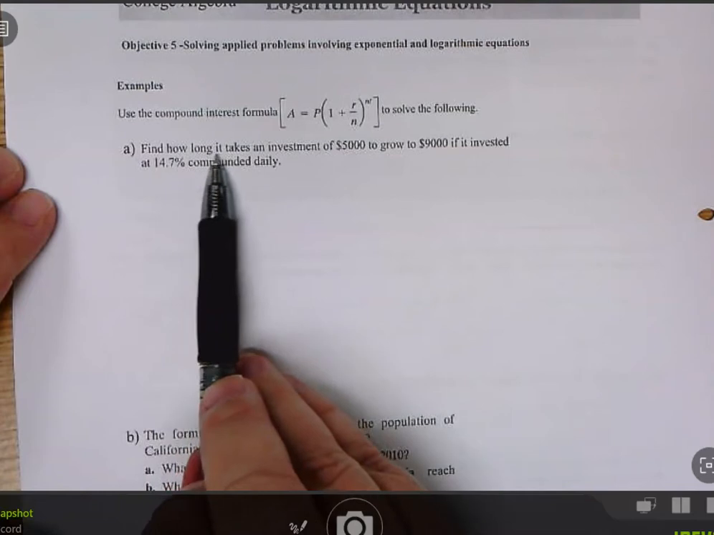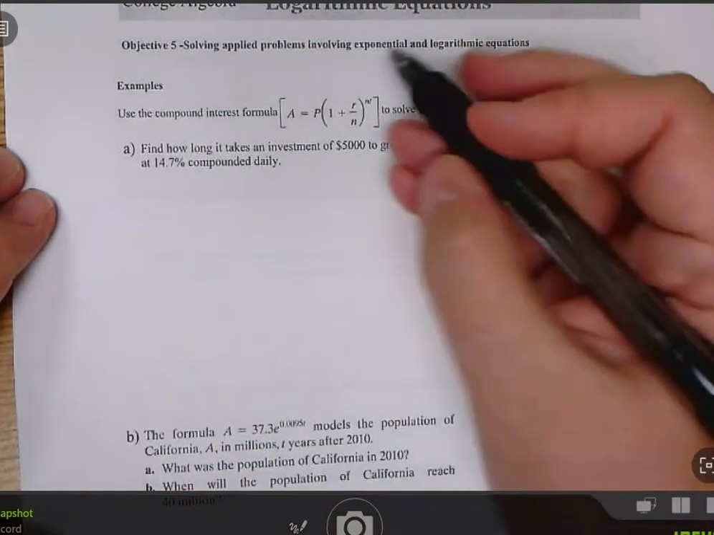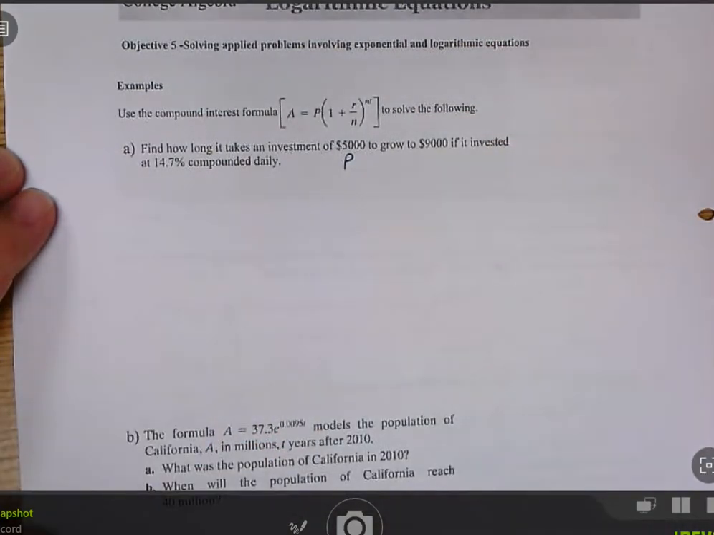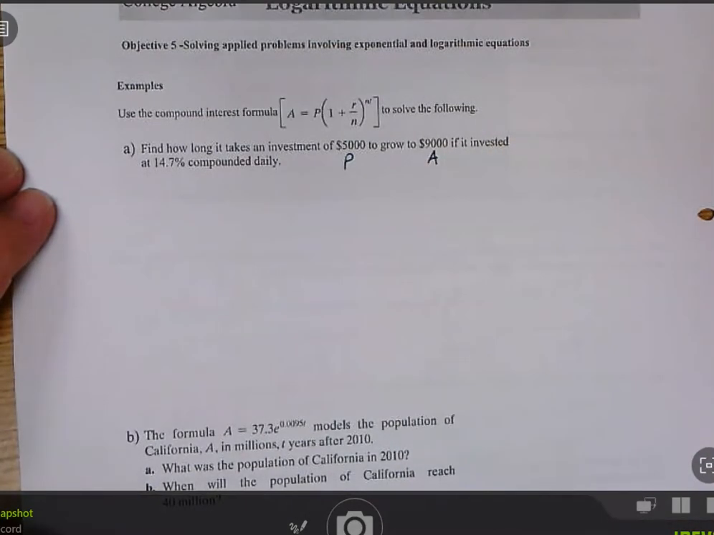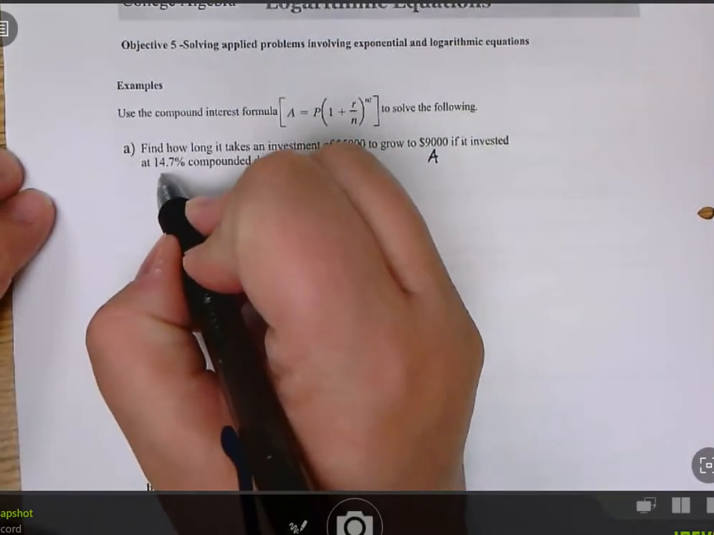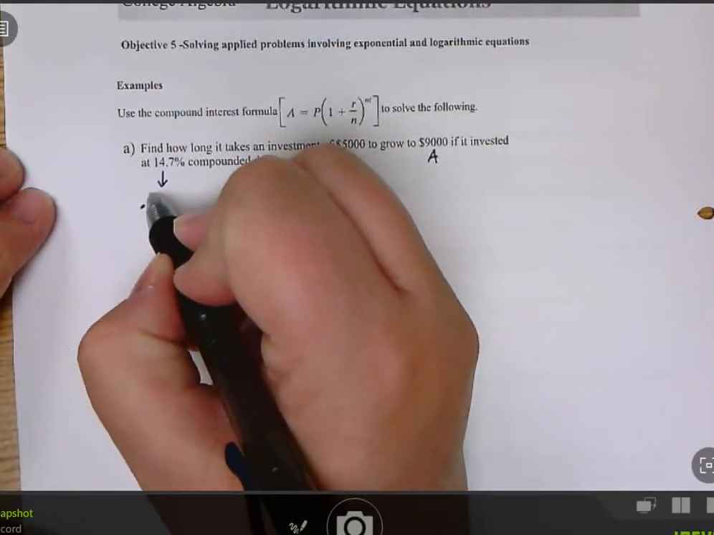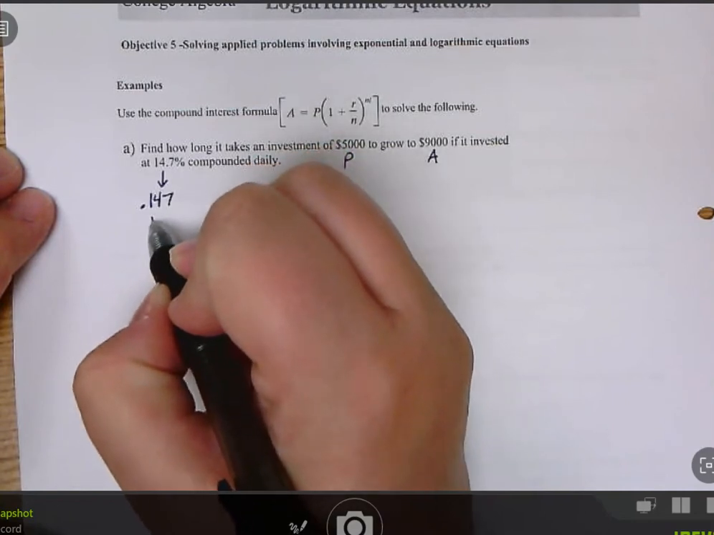Okay, so find out how long it takes an investment of $5,000, there's P, to grow to $9,000, that's what we want it to be. So that's our final amount. If it is invested at 14.7%, we always change percentages to a decimal, and that's R.